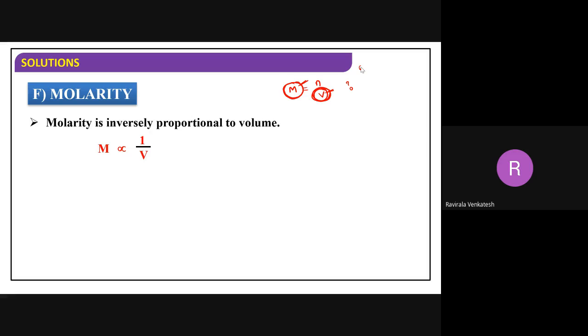Tejas? Tejas is there? Absent, I think. Tejas. Devashish?